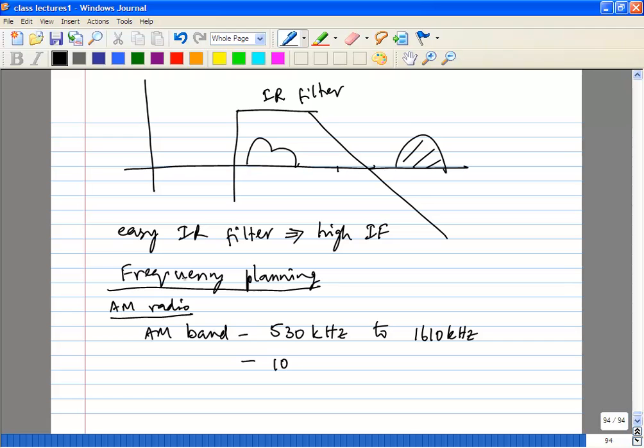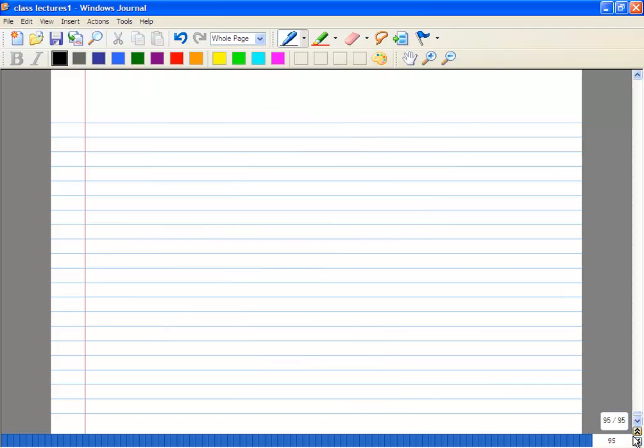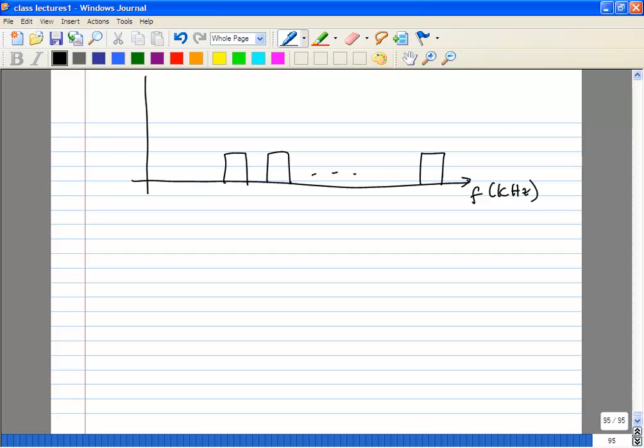And it has 109 channels between these, and channel spacing is 10 kilohertz. Okay. So you have a bunch of channels, right? You have 530 and so on till 1610.